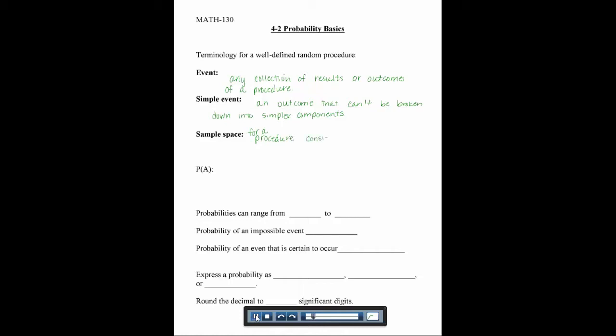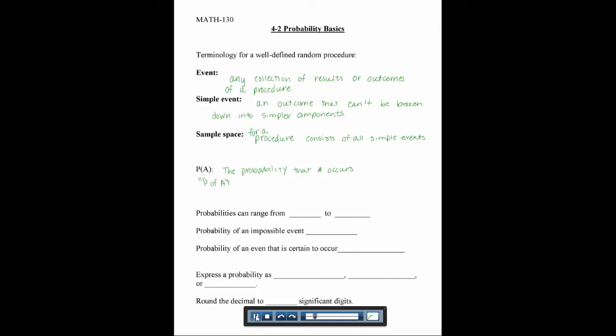Okay, our sample space for a procedure is the list of all simple events. So we're listing anything that could happen from a procedure, and that's called the sample space. Okay, and then we have some notation. The notation, we call this P of A, where we have our A in parentheses, and this is the probability that A occurs. So what's the probability that A happens?